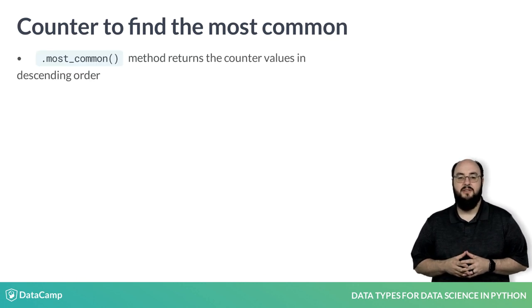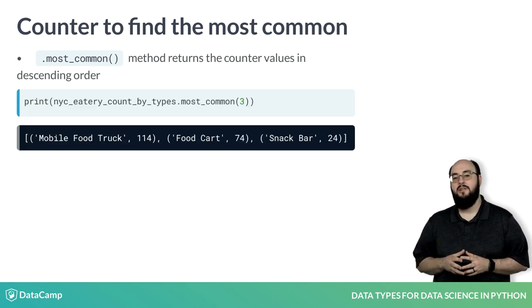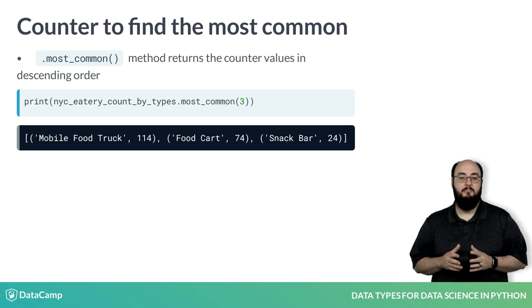The most common method on a Counter returns a list of tuples containing the items and their count in descending order. Here I'm printing the top 3 eatery types in the New York City park system with the most common method, and passing it 3 as the number of items to return. Most common is great for frequency analytics and how often something occurs, a problem I encounter often when working on data science problems. Now it's your turn.